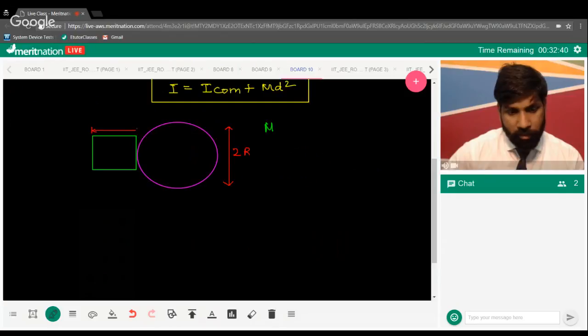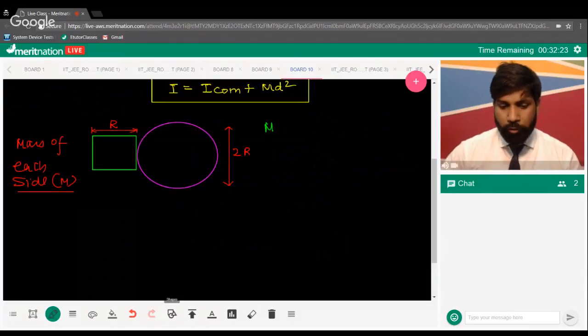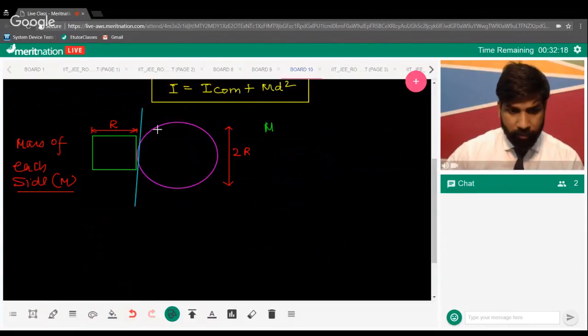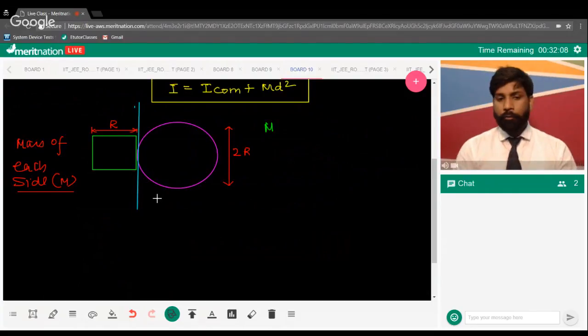And what about this one? Suppose r. And here the mass of each side of this metallic square is m. Mass of each side is m. So we have to find the moment of inertia of this arrangement about this blue color axis. So I'm giving you 2 minutes. Please try this question. You can try. Come on. Find the moment of inertia of this arrangement about this blue color axis.